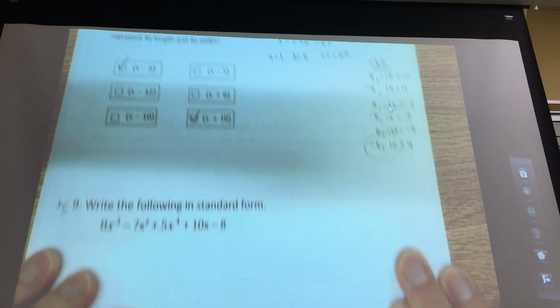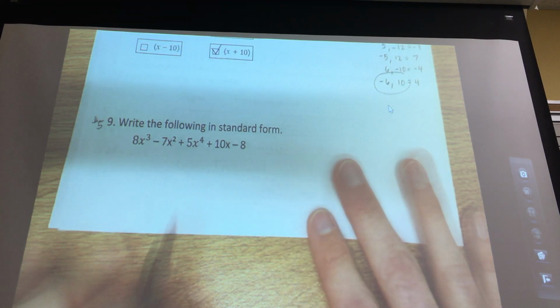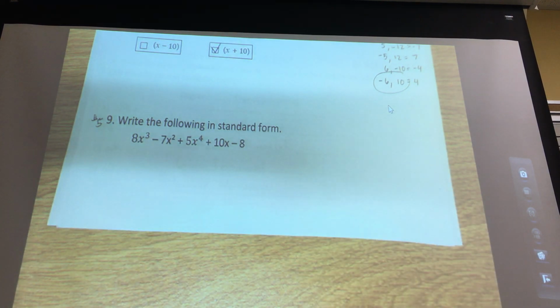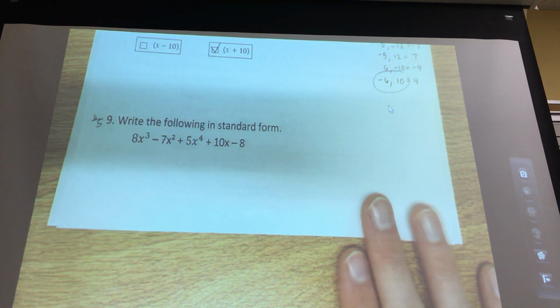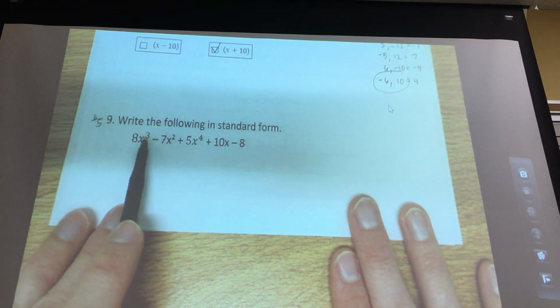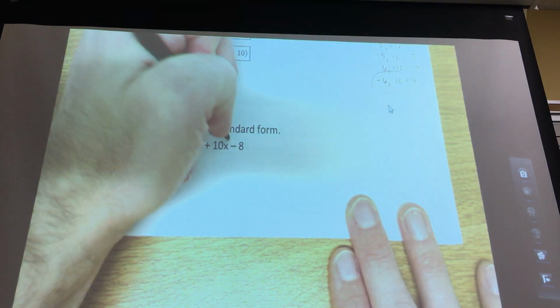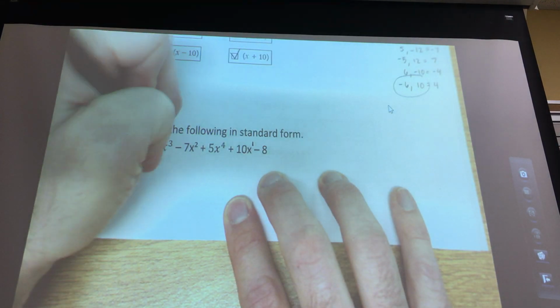All right, number 5. Number 5 on summative B and number 9 on summative A. Now, they want this in standard form. Standard form means that it has to be biggest exponent, smallest exponent, and also alphabetical order. So if you look, the only letter we have here is x, so obviously that's not going to apply, but the biggest exponent first would. So now look, I got 3, 2, 4, there's a 1 here. So the biggest exponent first is going to be 5x to the 4th.